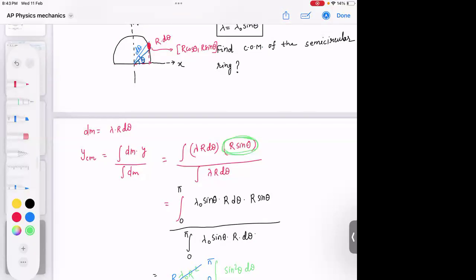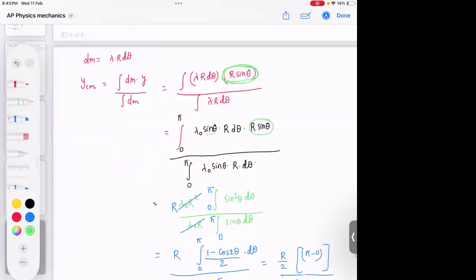Tell me, if I'm calculating the x coordinate, what will I write? Integration of dm x, divided by integration of dm, isn't it? And when you put x as r cos theta, it will become integration of sine theta cos theta d theta. And if you do it for 0 to pi, that integration will come 0 for you.